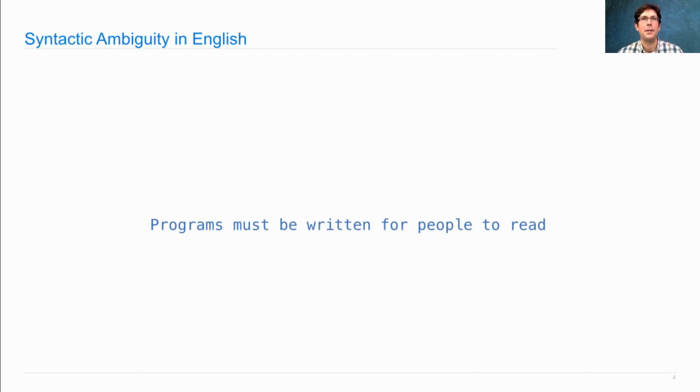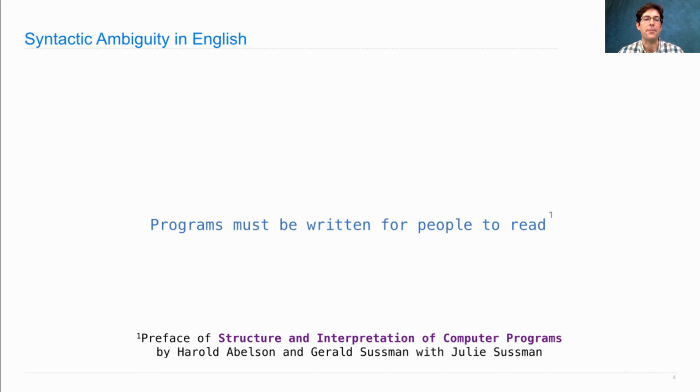So let's look at an example of ambiguity. Here's a sentence: programs must be written for people to read. This comes from the preface of Structure and Interpretation of Computer Programs, the book. And the idea is you should write programs in such a way that people can read them.